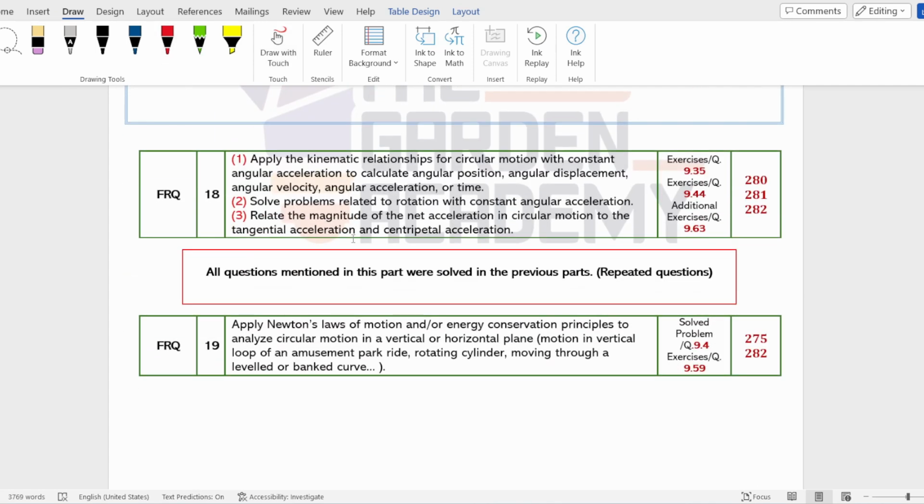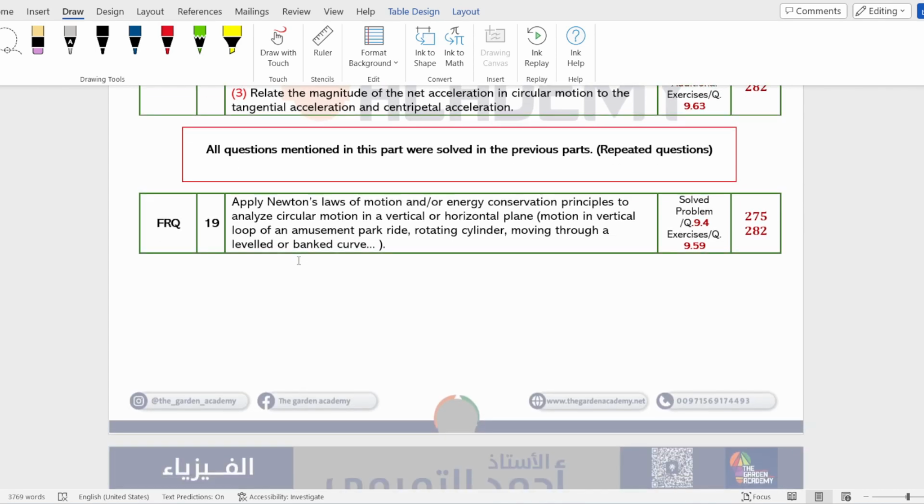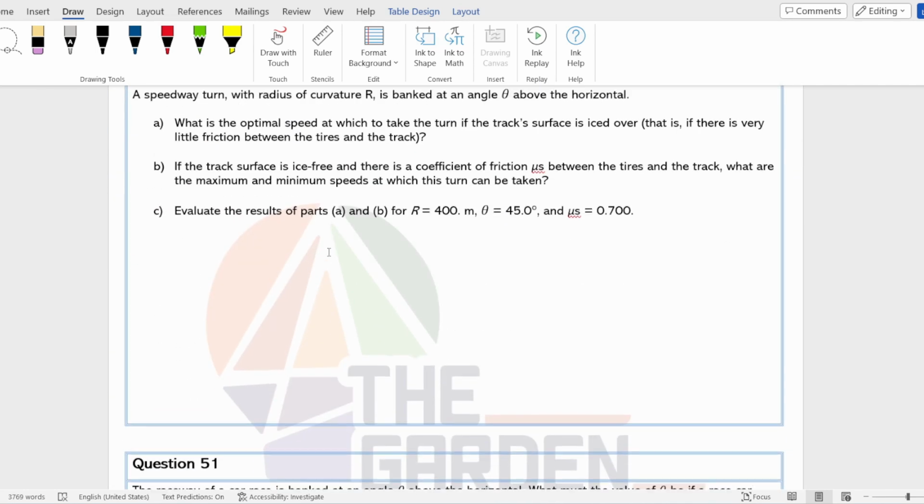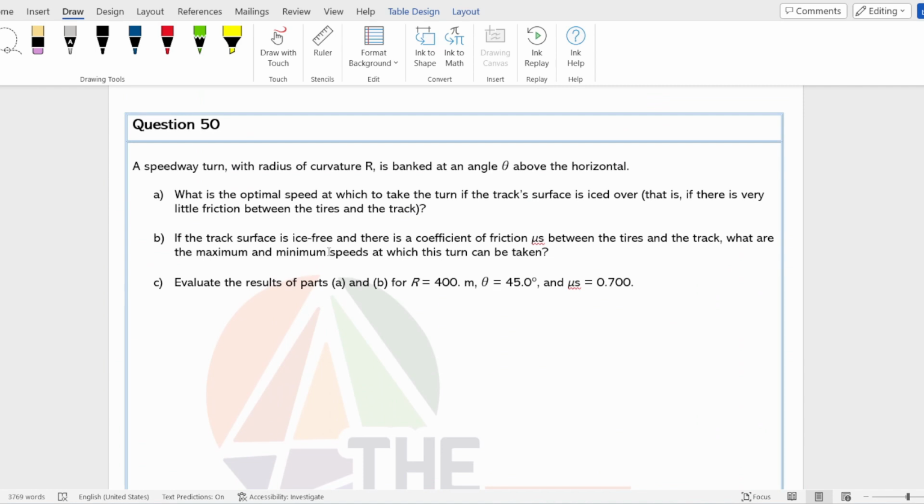Now we move to part 18. Part 18 is a repeated part. All the questions mentioned in this part were solved in the previous part, so please go over them and read the learning objectives. So we are left with part 19. In part 19 we will apply Newton's laws of motion and or energy conservation principles to analyze circular motion, a vertical or a horizontal plane motion, a vertical loop of an amusement park ride, a rotating cylinder, moving through a leveled or banked curve.